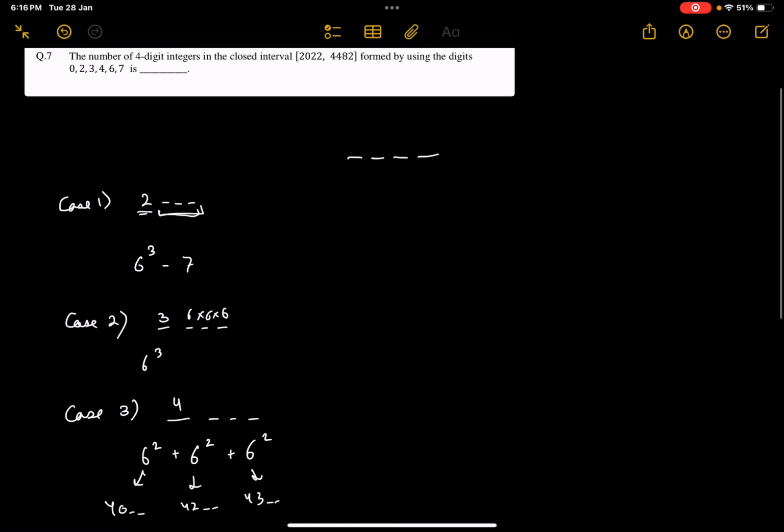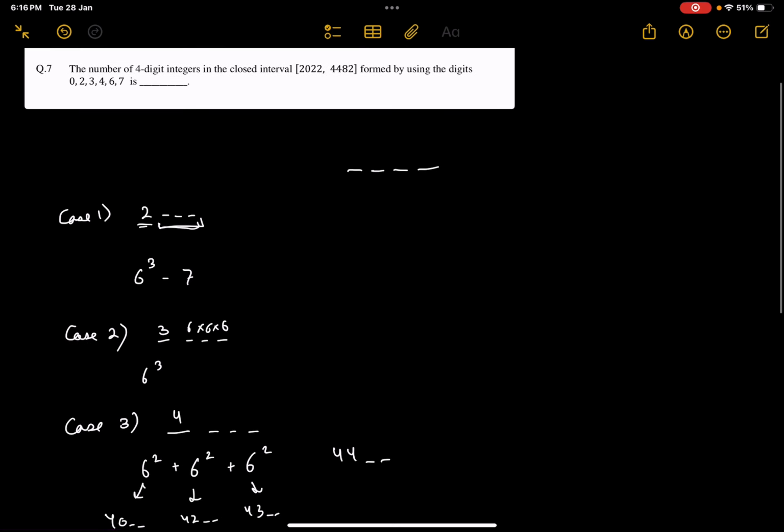Now if the number starts with 4 4, then 0 2 3 4 and 6, and even 7. Yeah, there is 6 square cases here also, because the tenth digit is less than 8, so the number would be less than 4482. So this becomes 4 into 6 square. So these are all the cases.